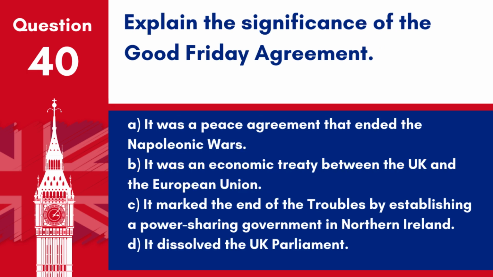Question 40. Explain the significance of the Good Friday Agreement. A. It was a peace agreement that ended the Napoleonic Wars. B. It was an economic treaty between the UK and the European Union. C. It marked the end of the Troubles by establishing a power-sharing government in Northern Ireland. D. It dissolved the UK Parliament.